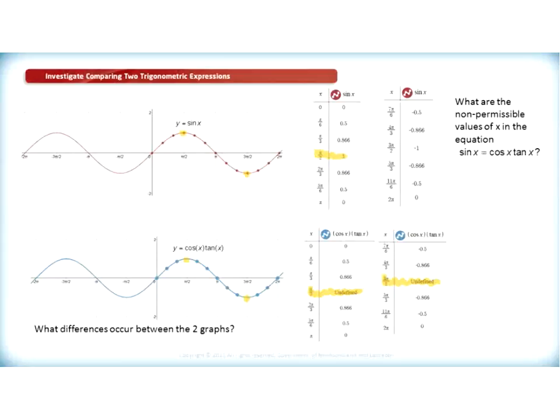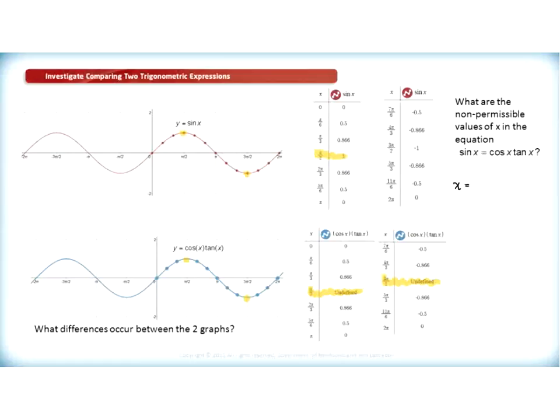If you look at the question that I've asked over here on the right, what are the non-permissible values of x in this equation? We can see that there are values of x where this graph is undefined. It's undefined at pi over 2. It's undefined at 3 pi over 2. Again, we end up with an open dot at these locations. So there are values of x where this graph is undefined. What are the other values of x? How can we write this as one single equation?